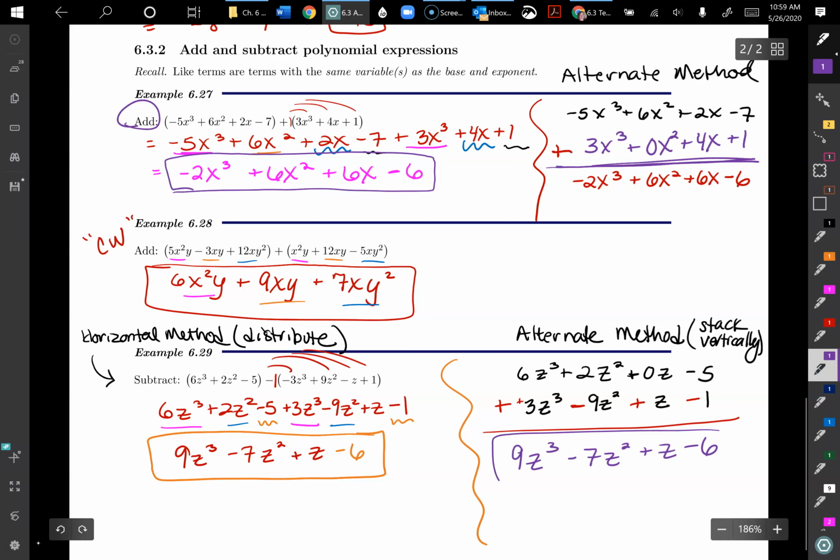So you may prefer one way over another. I usually just distribute, unless it's systems that I have multiple things to work with. I'm usually gonna just distribute that out. Once in a while I'll do the stacking. So that's it for 6.3.